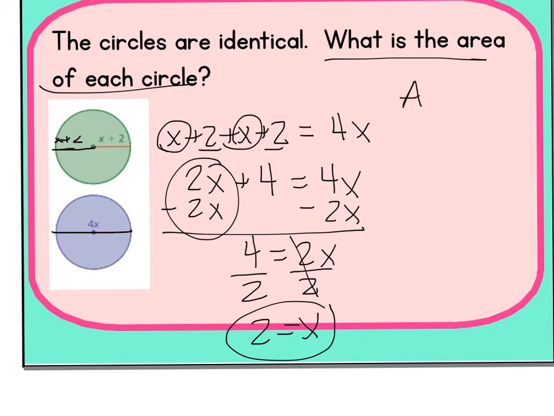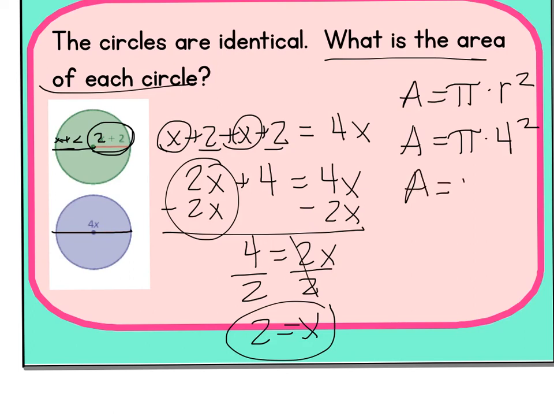Well, area of a circle is pi times the radius squared. So I'm going to plug in what I know. Pi times our radius would be, plug this in, 2 plus 2, which is 4 squared. So our radius I just found here by plugging in that 2. So area is going to equal pi times 4 squared, which is 16. So area equals 16 pi.